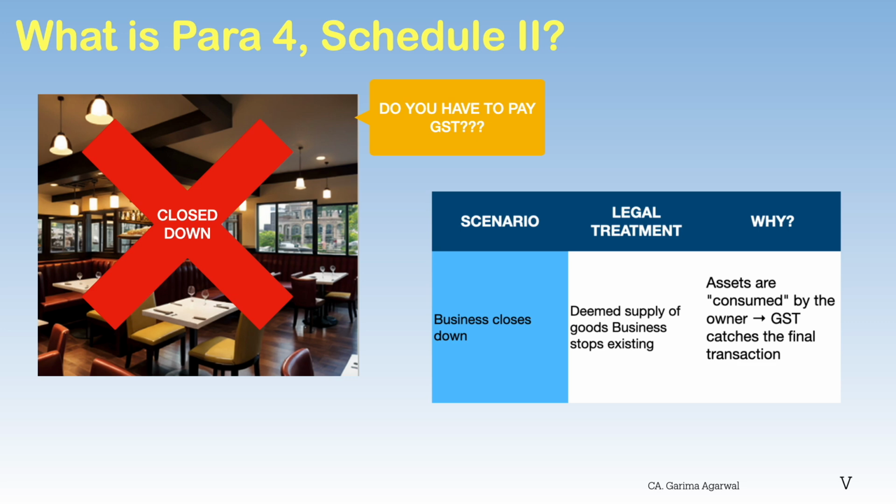Why? The business chain ends here. These assets were purchased with input tax credit. If Ravi doesn't pay GST now, the government loses the tax forever. So the law deems a sale to collect the due tax.